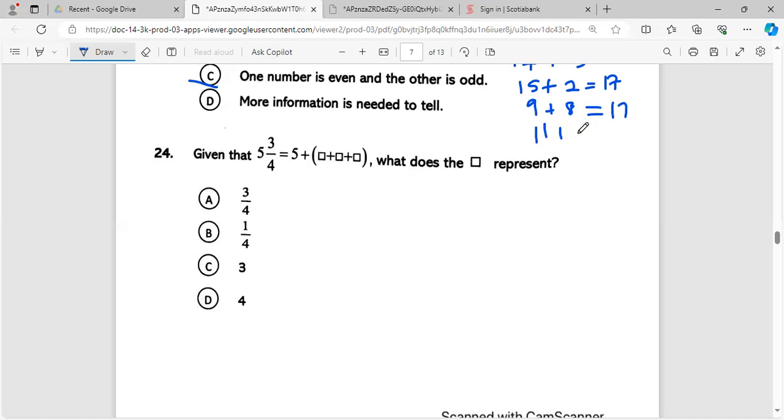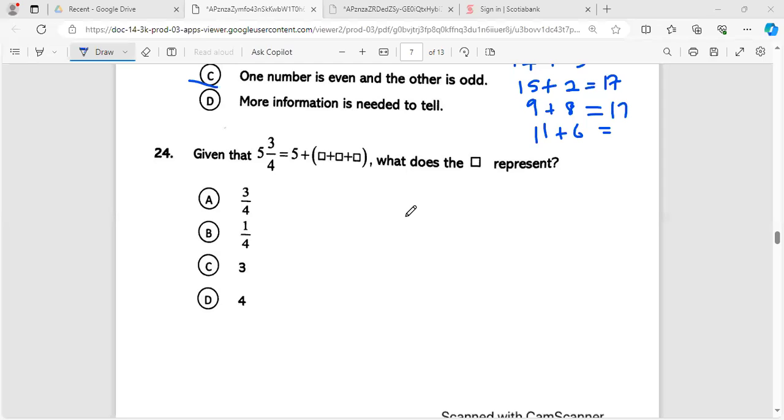So, guys, focus on 24 now. It says, given that 5 and 3/4 is equal to 5 plus box, what does box mean? WhatsApp me that one, please, and then we discuss. All right, so given that 5 and 3/4 is equal to 5 plus bracket, box plus box plus box, what does the box represent? What does the box represent, guys?